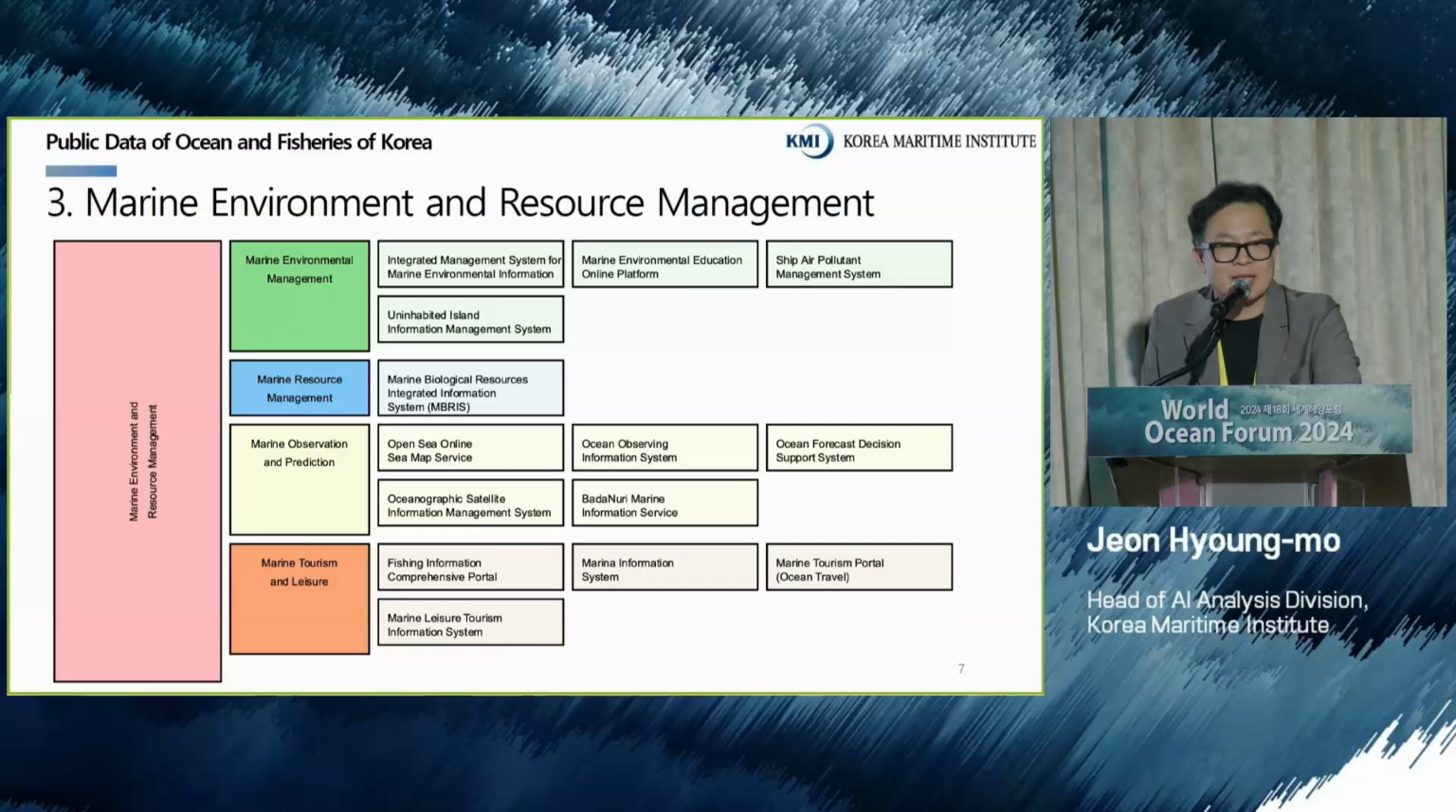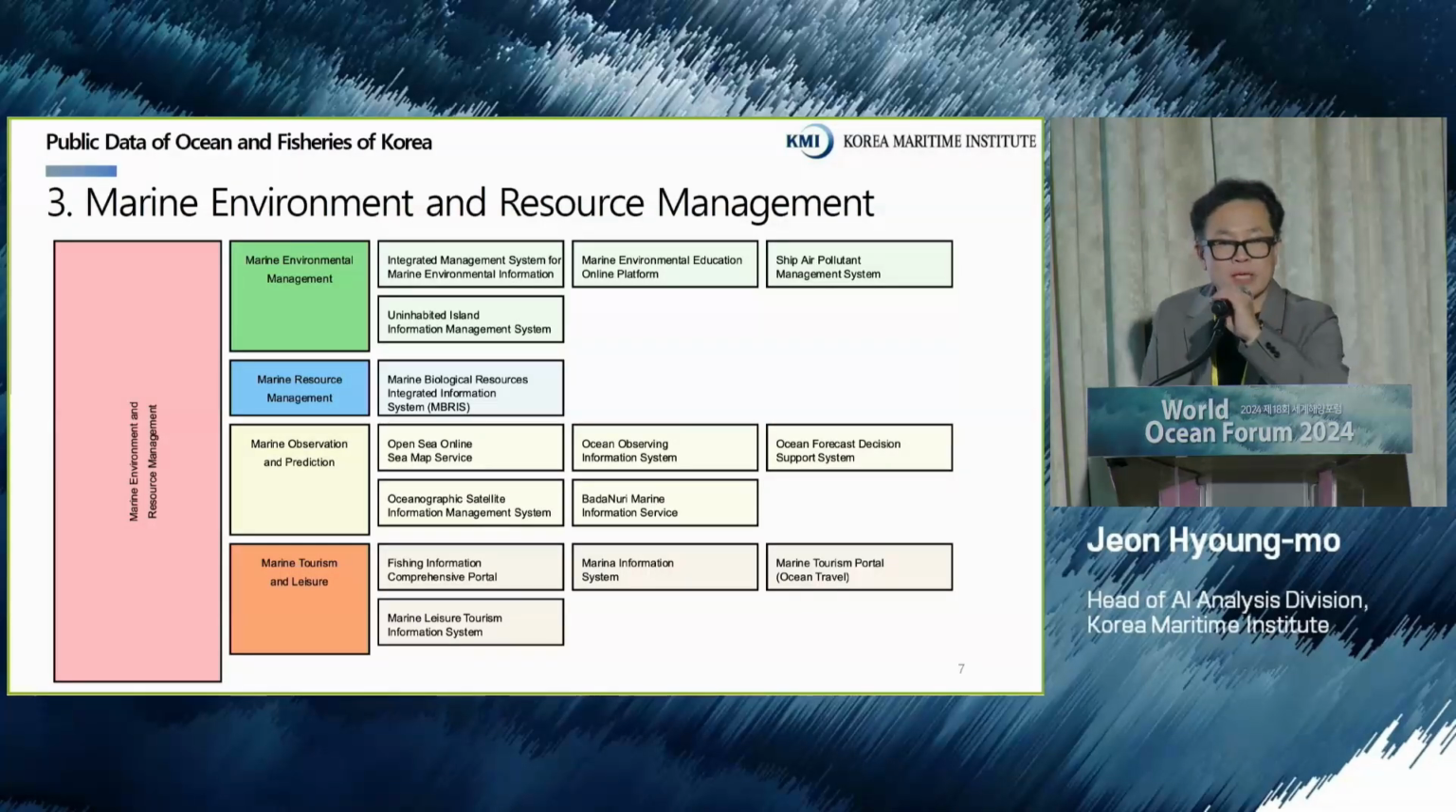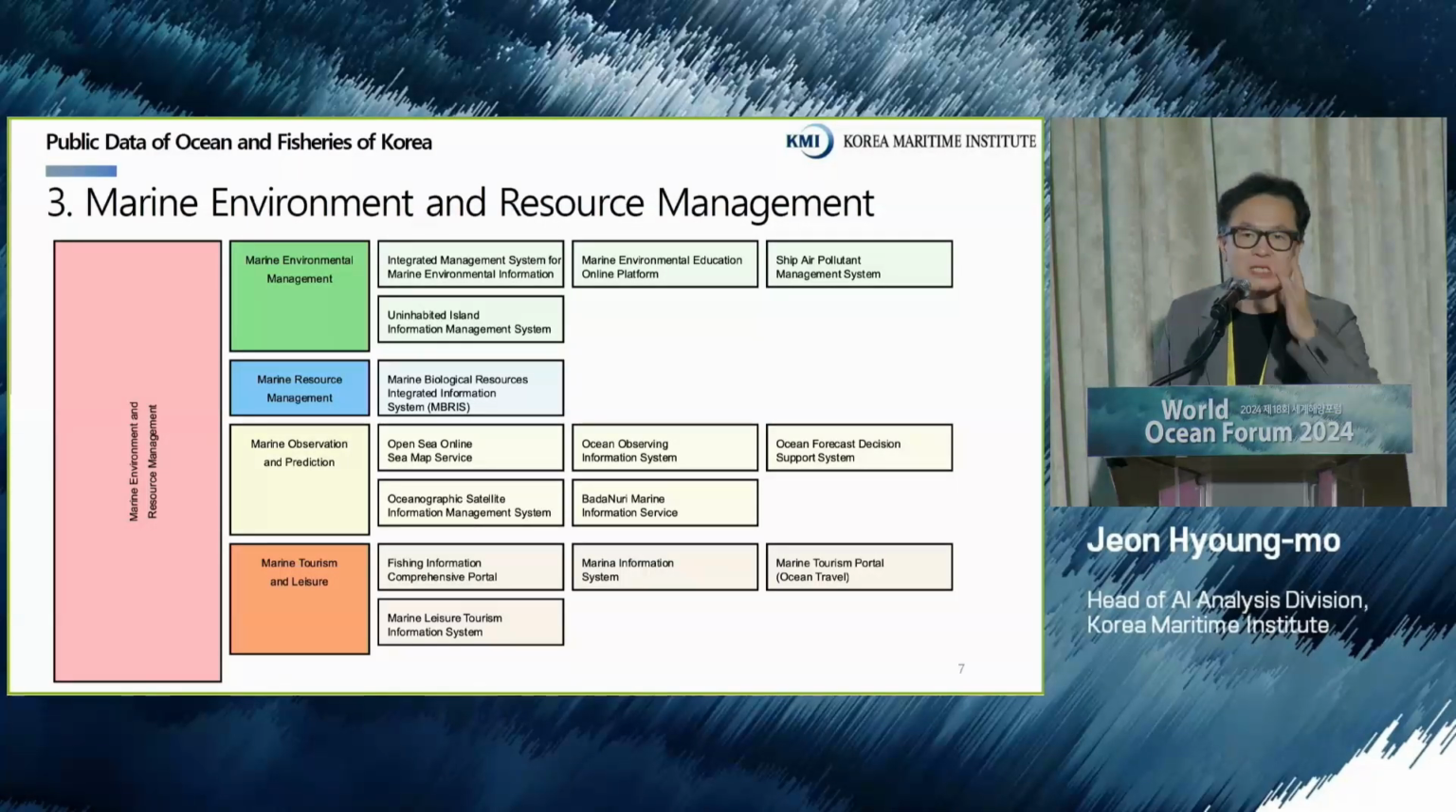The most important data from the ocean is the observation data. So we have the marine observation information system and the marine forecast decision support system. And again, as mentioned before, we have tourism and leisure, and this is for the public.